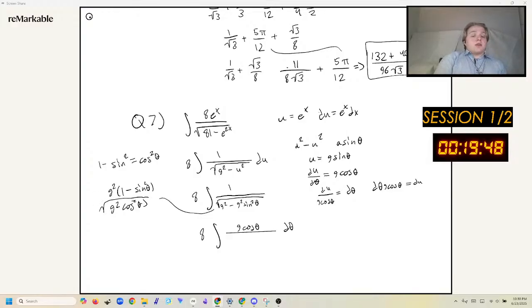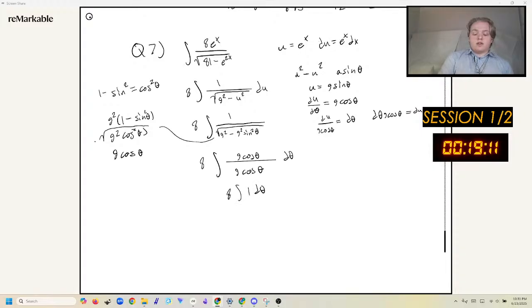Trigonometric substitution sets bounds, right, on the theta that your substitution is well defined for. And in this case, whenever we are substituting in sine theta, we are doing it for positive values, which is why instead of writing plus and minus, we're just going to say that this is equal to 9 cosine theta, right? So we end up with 9 cosine theta over 9 cosine theta, or 8 times the integral of 1 d theta, which is 8 theta.